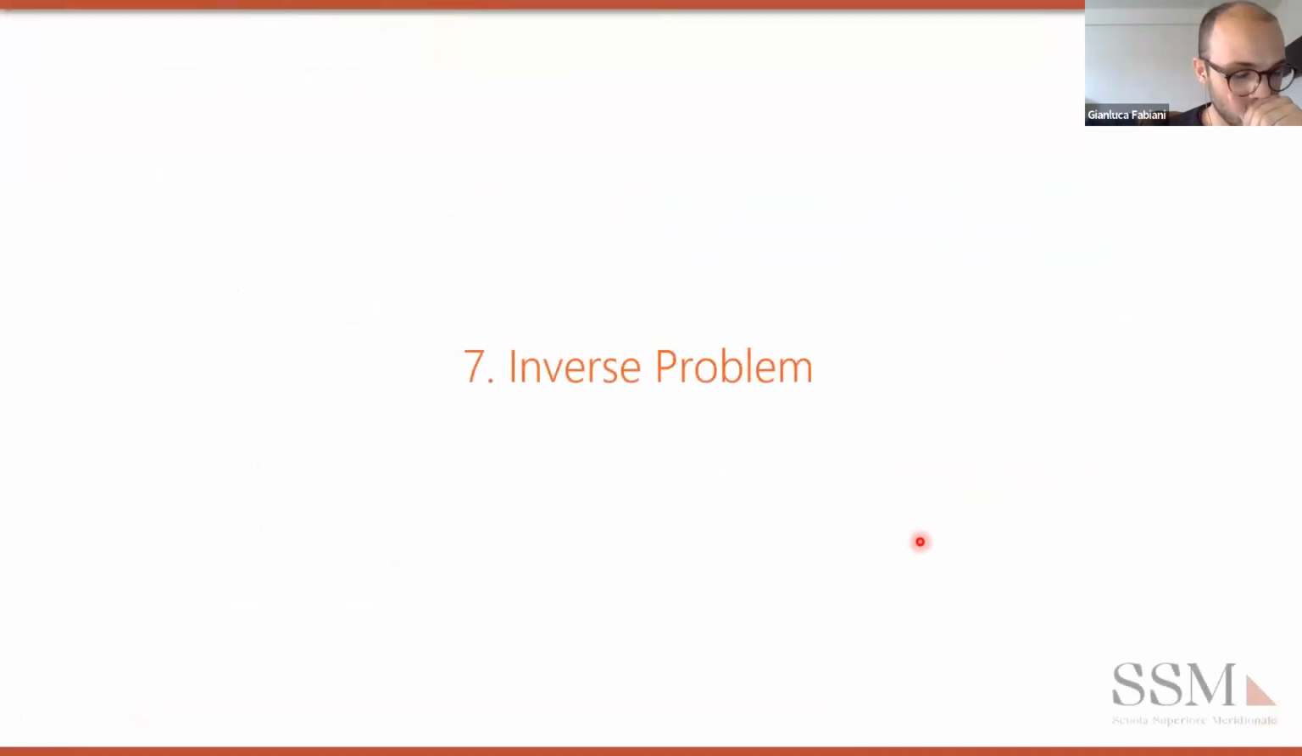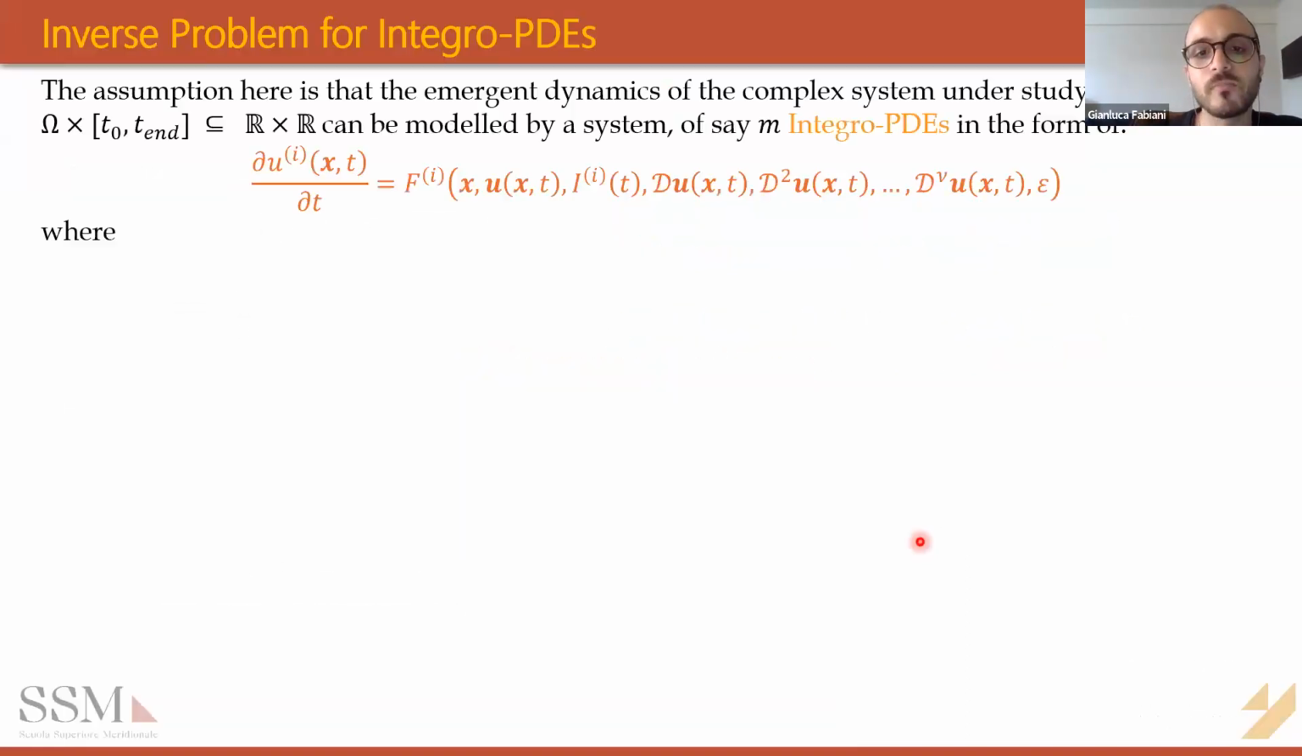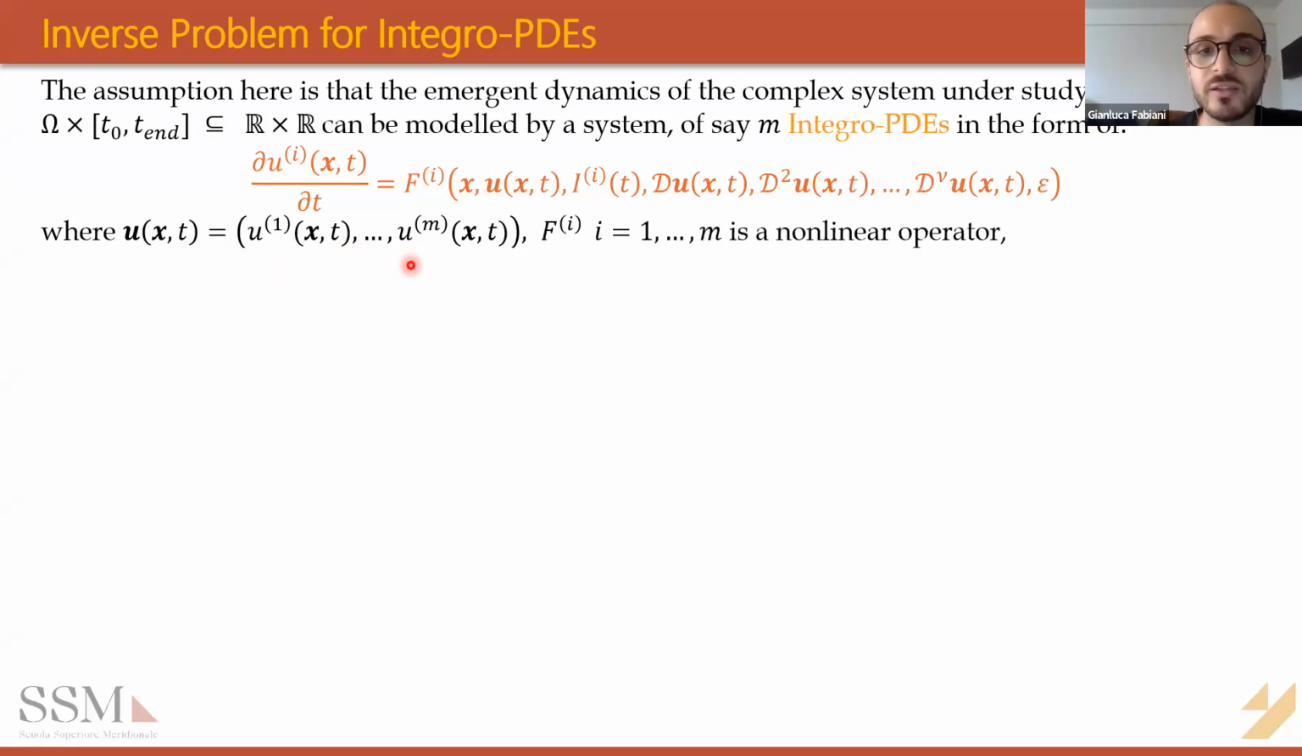So let's go to the inverse problem now. In the case of the inverse problem, we have to make some assumption. In principle, we know that some equation exists, but we don't know what these equations are. So the most general assumption that we can make is that the system depends on an integral PDE, not just a PDE. So if these are the fields that we are considering, let's say that we have m different fields, then we will need to find m different nonlinear operators.